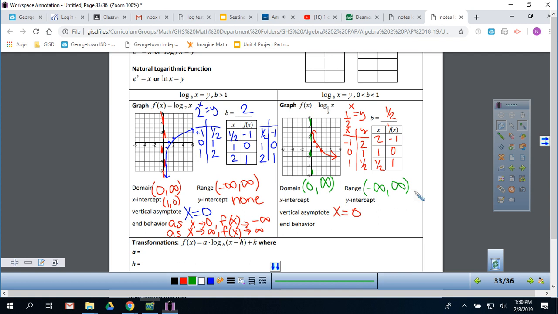X intercept. 1, 0. Do we have a Y intercept? Never, right? Alright, end behavior. As X approaches 0, what's our function doing? Is it heading up or down? And then as we move right, we're going towards positive infinity. So is this moving up or down? Down.